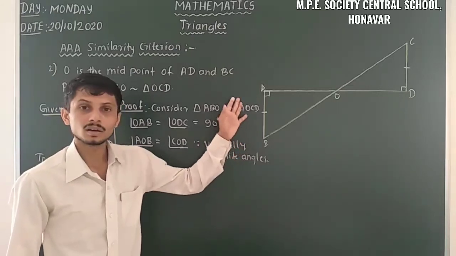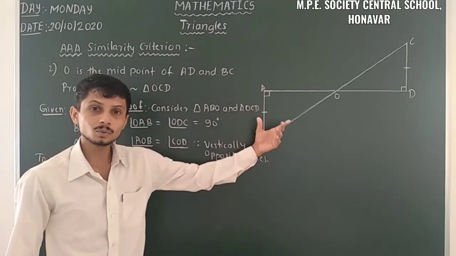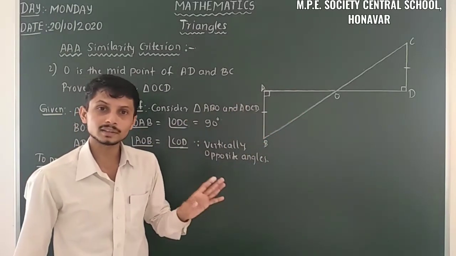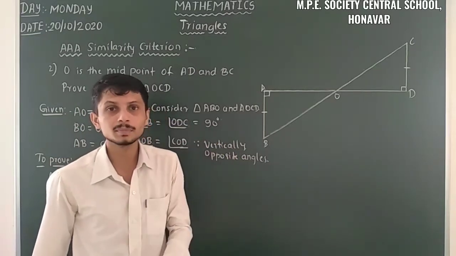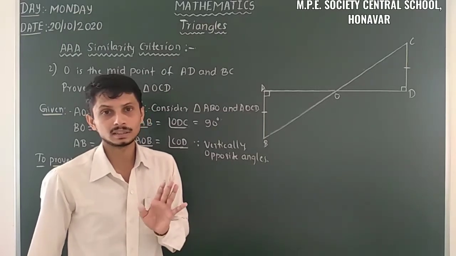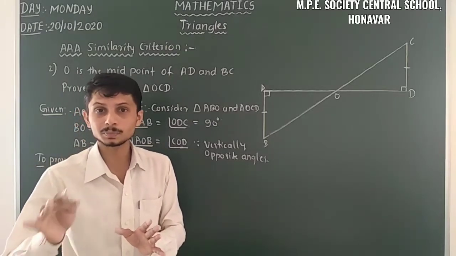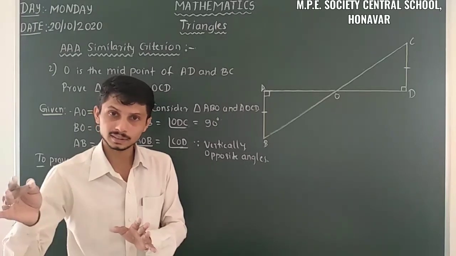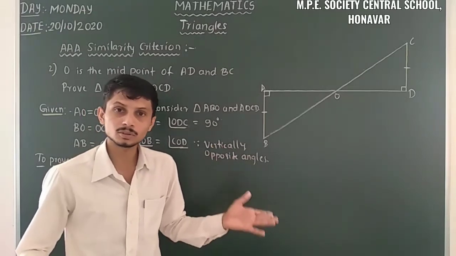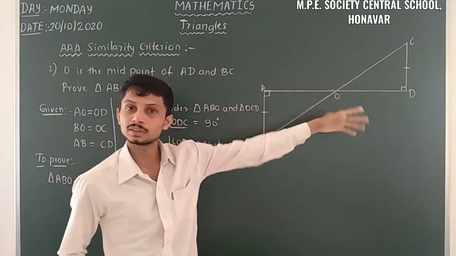So we have a right angle triangle. Here also we have two right angle triangles. When we have two triangles, right angle or any other triangle, in which two corresponding angles are the same, the pair of third corresponding angles are also the same. So we can easily take the third angle, and that's why we can take angle ABO is equal to angle OCD also.